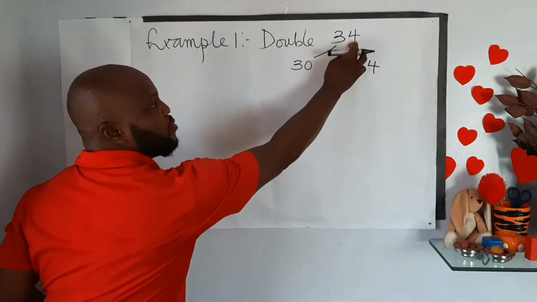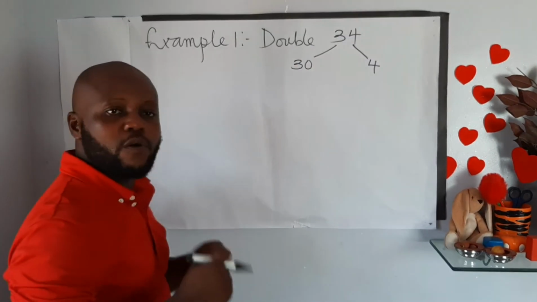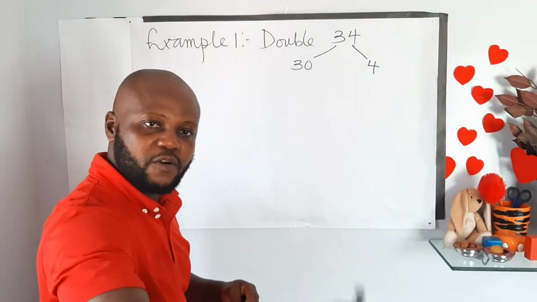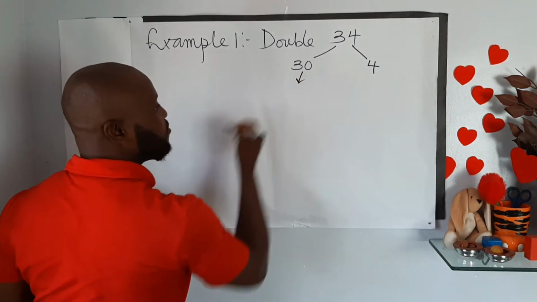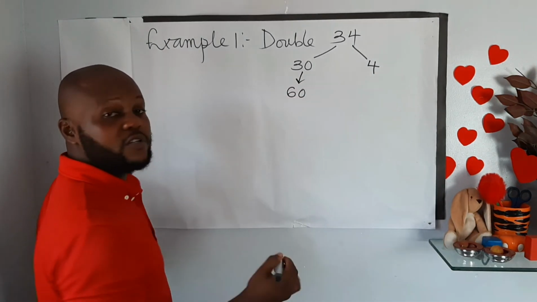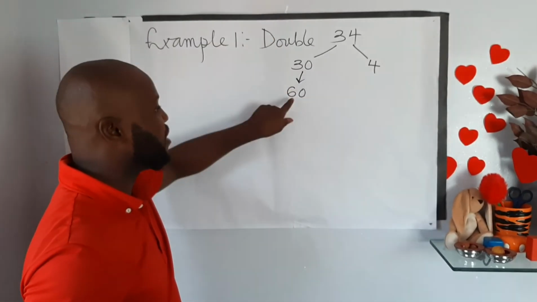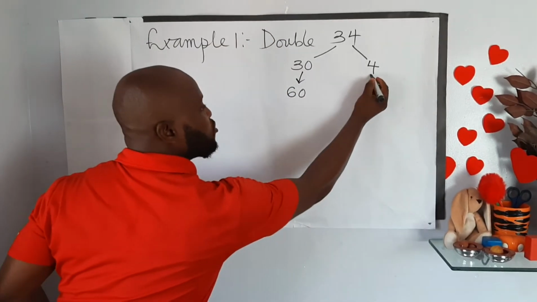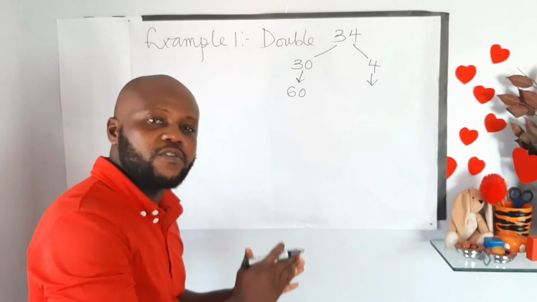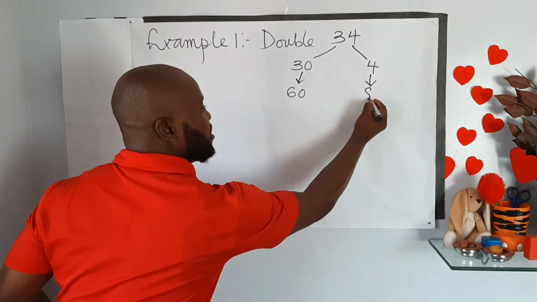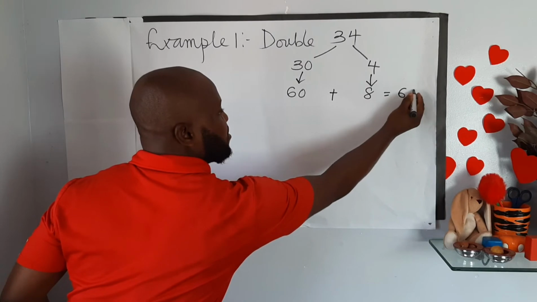Alright, so since I'm doubling 34, I have partitioned 34 based on its place value. To double means to add the number to itself, as in that number times 2. So if I double 30, I'll get 60, because I know that 3 plus 3 is 6. So when it is 10 times bigger, it is 60. I also know that double 4 means 4 plus 4, or 4 times 2. 4 plus 4 is 8. So 60 plus 8 will give us 68.